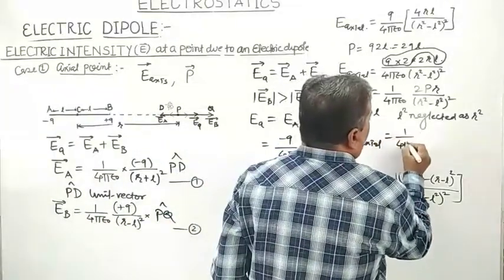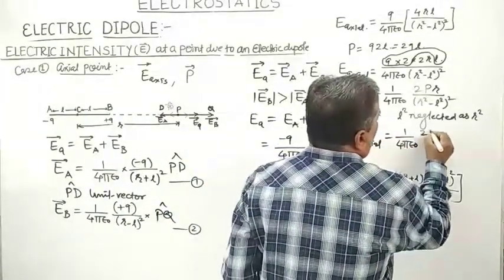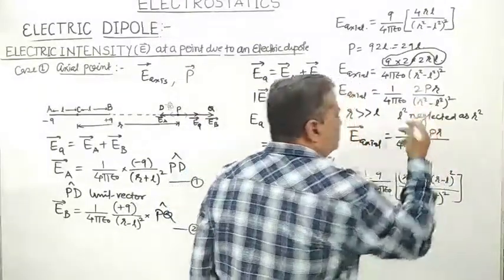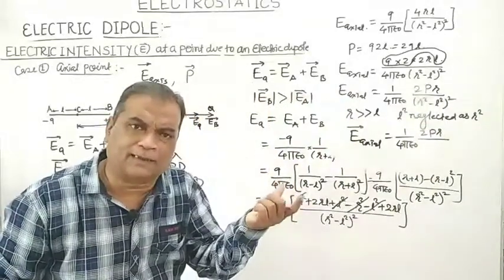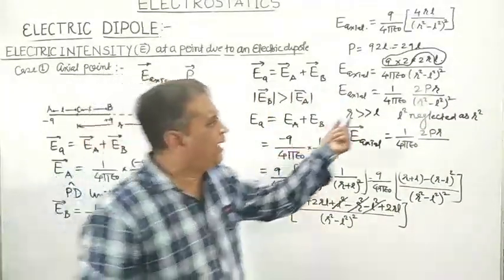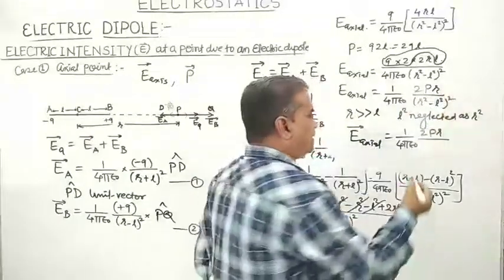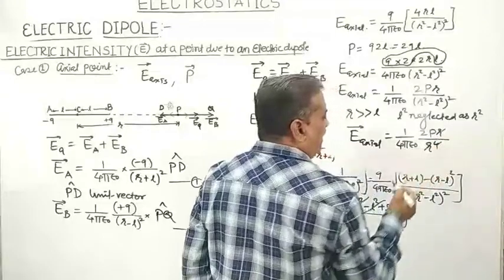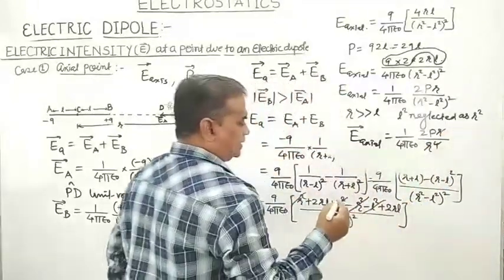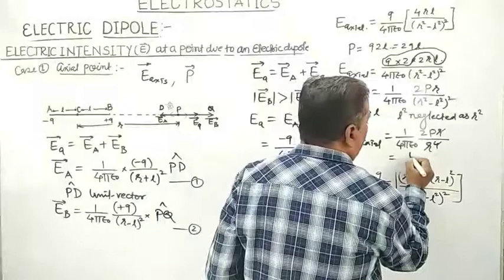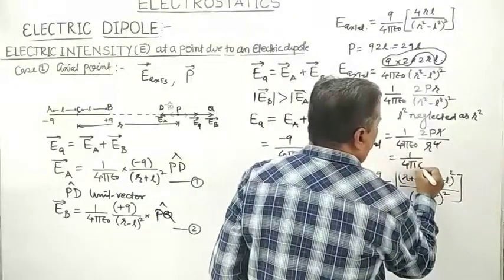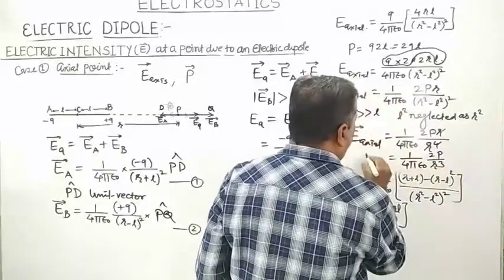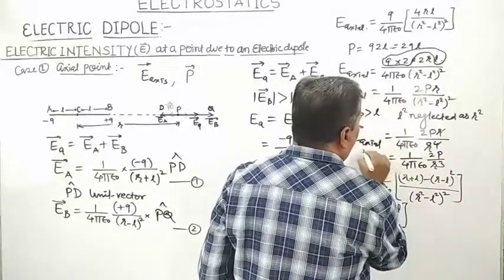1 upon 4 pi epsilon 0 2PR divided by R square minus L square whole square, which becomes equal to R square, because L square is very small, and R square whole square means R raised to 4. So R raised to 4 and R here, so one R gets cancelled. So finally you can say that the electric field at an axial point is 1 upon 4 pi epsilon 0 2p divided by R cube.